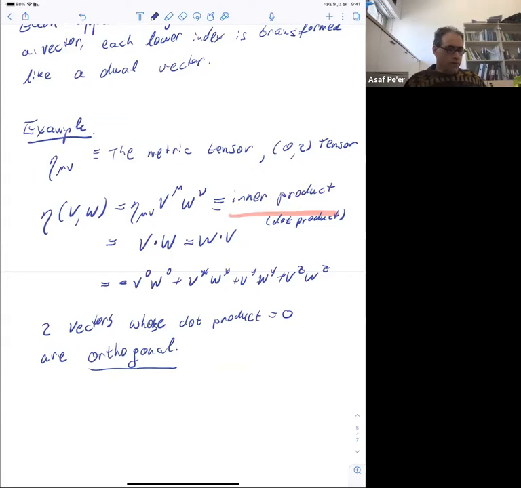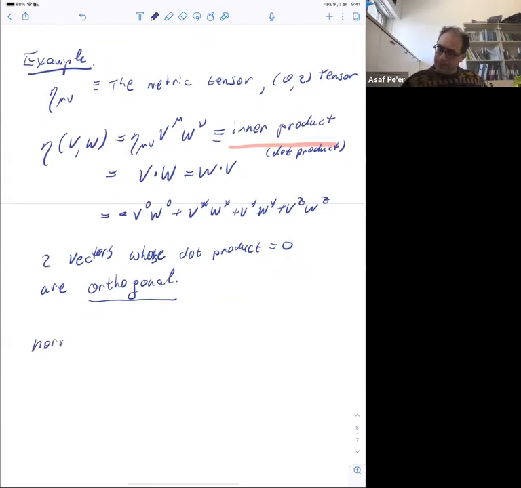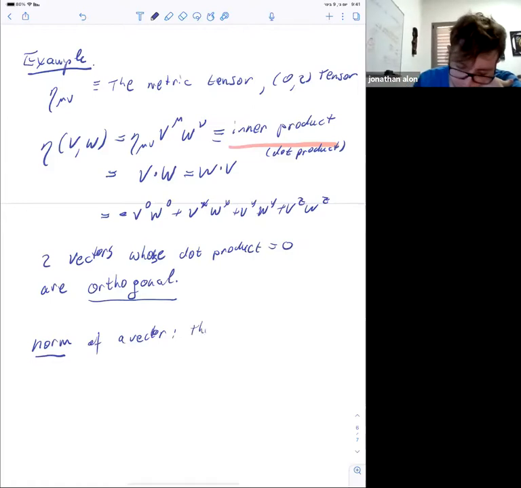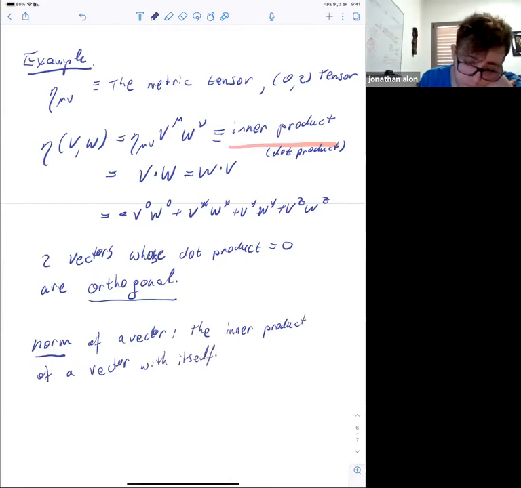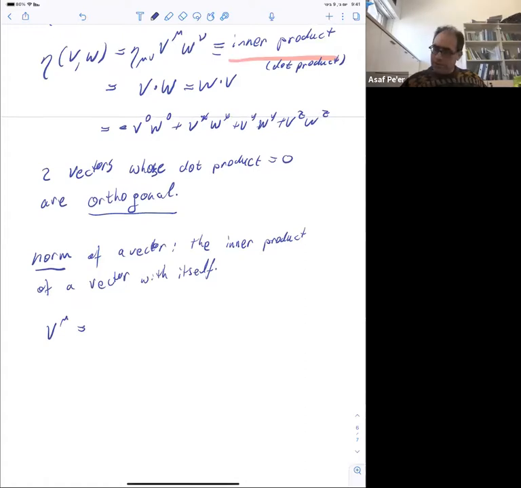Think of that for a second. What is the norm of a vector? How do I define the norm of a vector? It's the inner product with itself. Exactly. This is the inner product of the vector with itself. So v squared is defined as eta mu nu, v mu, v nu. You can write mu or nu, doesn't matter, of course, because it's a dummy index anyway.